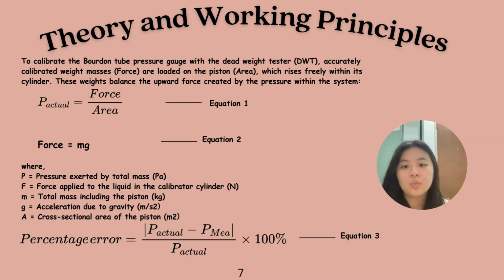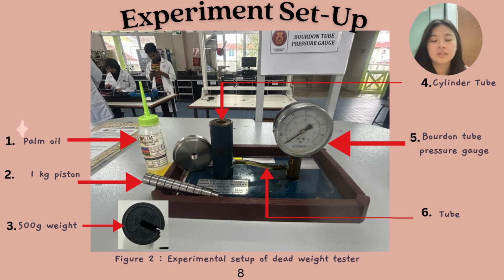So in equation 1 we have P actual, and equation 2 is to calculate the force and equation 3 is to calculate the percentage error. This is the experiment setup.